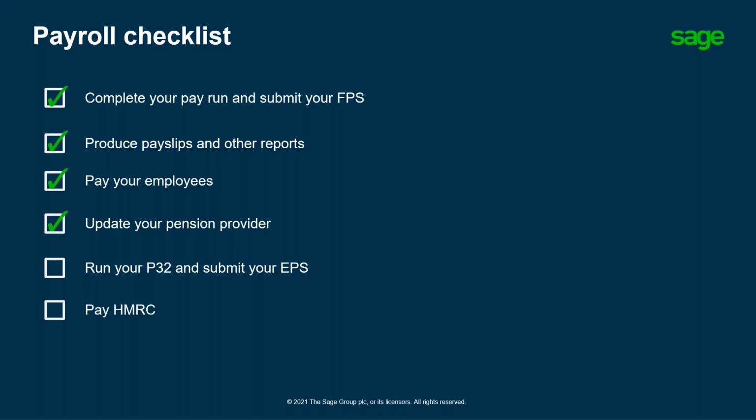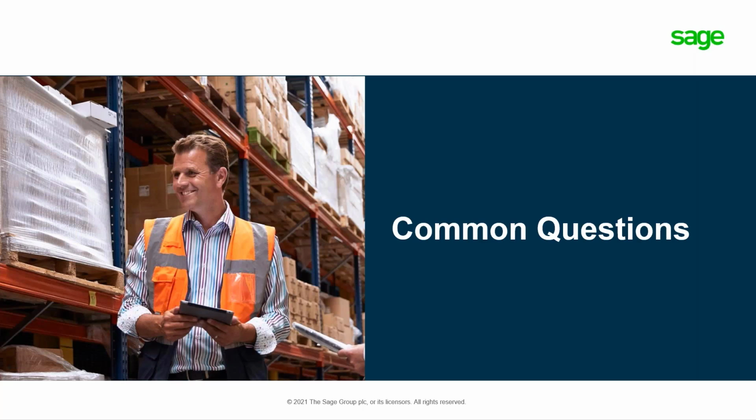Whether you do that manually on their portal or by directly submitting through the payroll, that's only available for 2 providers. If you're doing that manually, there's plenty of reports in the system to help you do that. You can run your P32 and submit your EPS to HMRC, and then you would pay HMRC as well. So we'll now go through a few common questions and answers.